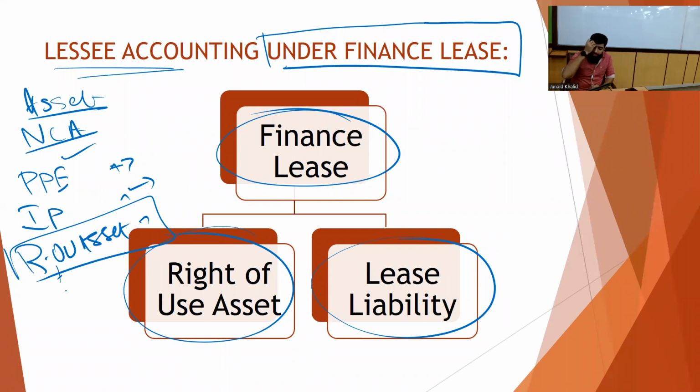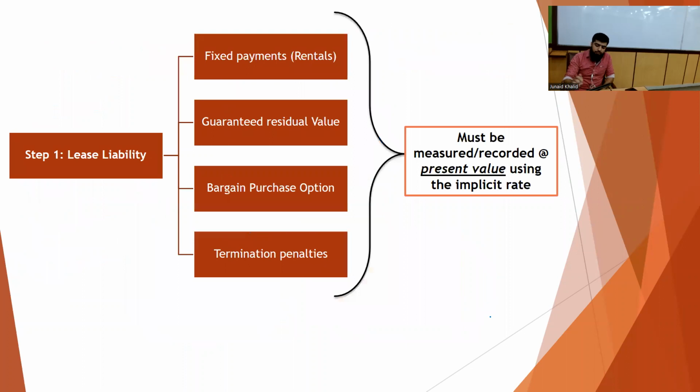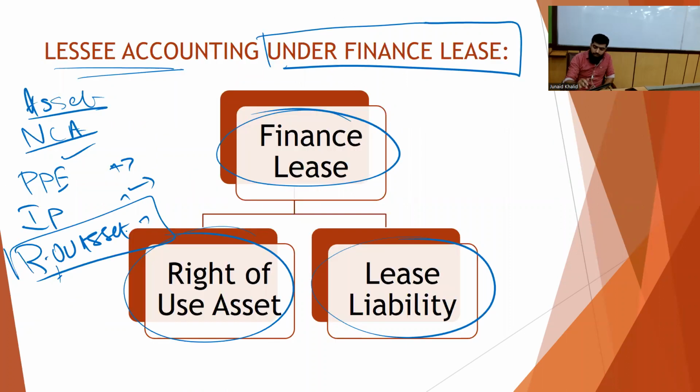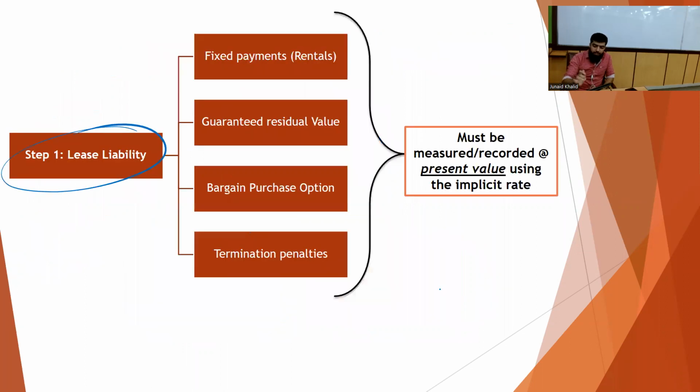So the company will recognize two line items, that is the right of use asset and lease liability. Now the question arises, how to calculate the right of use asset and how to calculate the lease liability. The first step is to calculate the lease liability. So why not the right of use asset? You will get to know in later slides. Right now we are going to the first step, that is to calculate the lease liability.